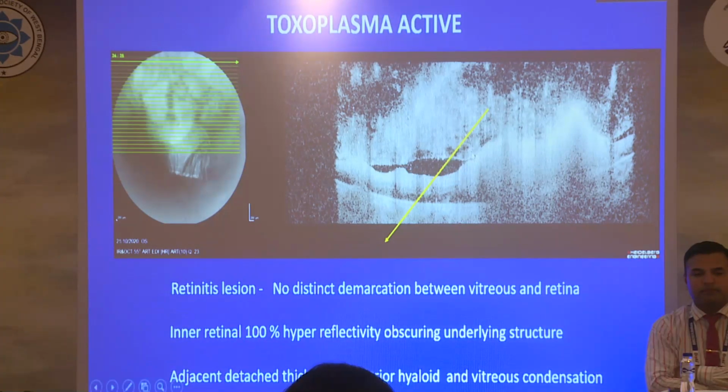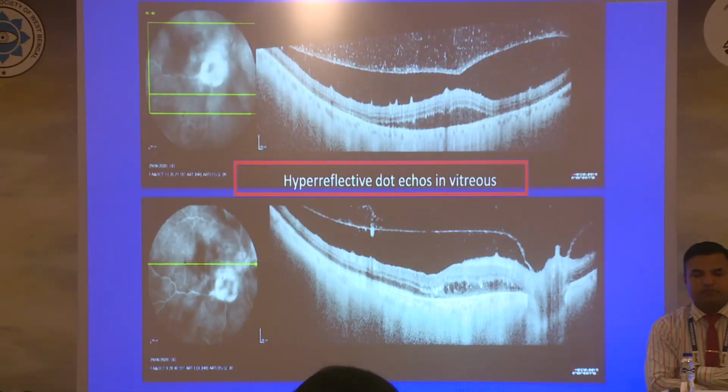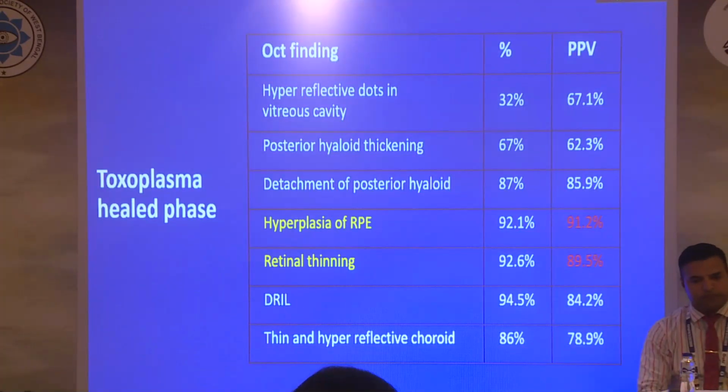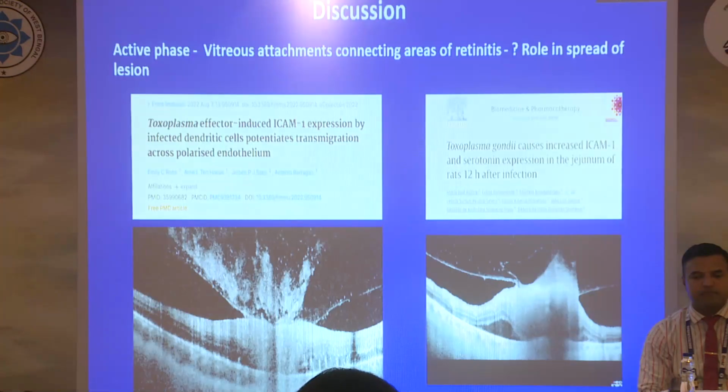In this we can see a full thickness retinitis with no distinct demarcation line between vitreous and retina, and the inner retina had 100% hyperreflectivity obscuring the underlying structures, and adjacent thickened posterior hyaloid with vitreous condensation. There was blockage of outer retina disproportionate to the amount of retinitis and vitreous echoes. In toxoplasma healed cases, hyperplasia of RPE then RPE atrophy with retinal thinning was seen, which had a high positive predictive value and which causes a finding similar to focal choroidal excavation.